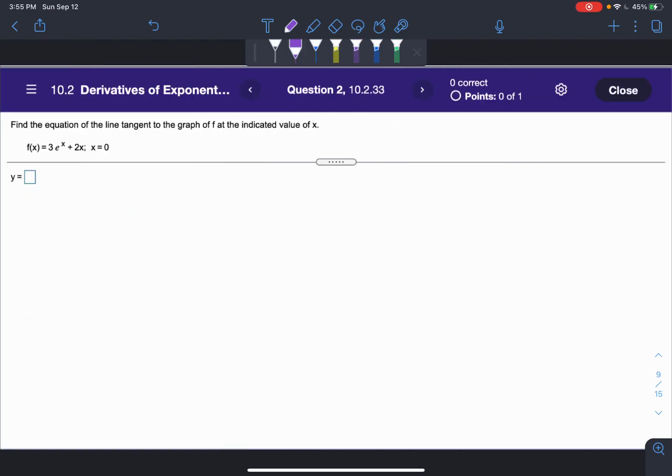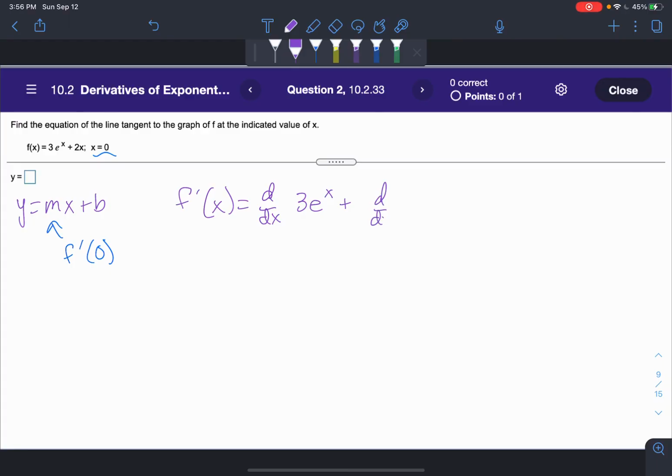Alright, so next we want to find the equation of the line tangent to the graph of this function again. Similar type of question, so we want y equals mx plus b, where my m is going to come from f prime of 0, because now our point is x equals 0. Okay, so my f prime of x is going to be d dx of 3 e to the x plus d dx of 2x. So let me pull out those constants real quick: 3 d dx of e to the x plus 2 d dx of x.